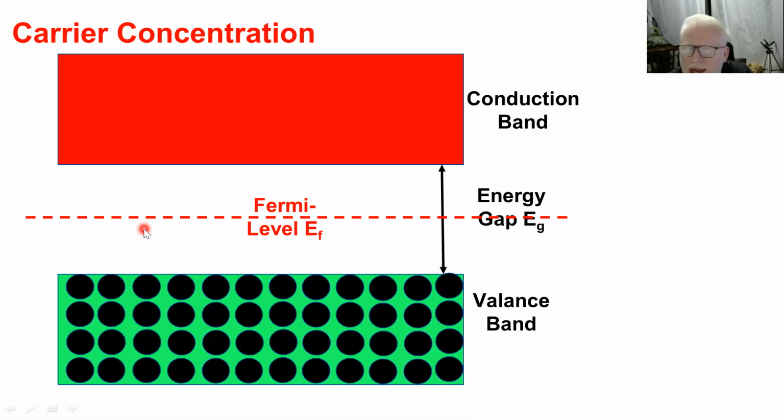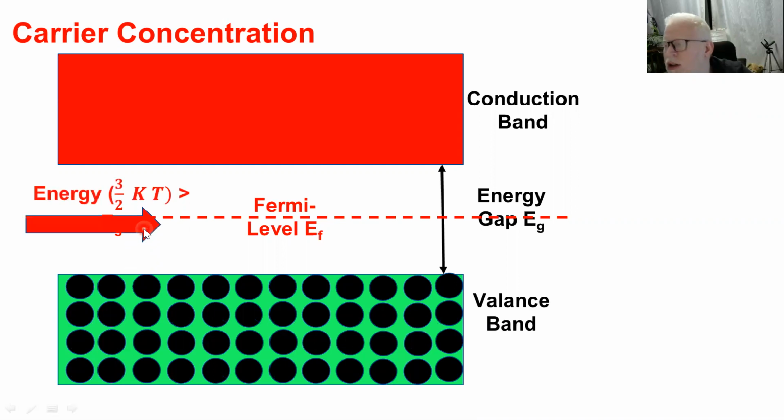But now we have electrons in the valence band, when we have a natural thermal energy equal to 3 over 2 kT, where again T is given in Kelvin.